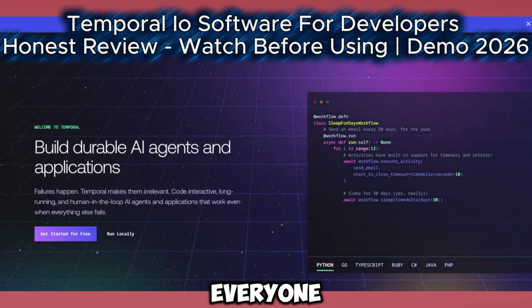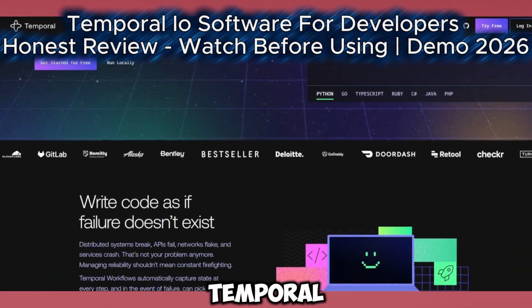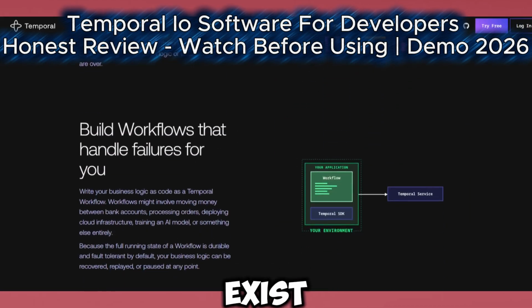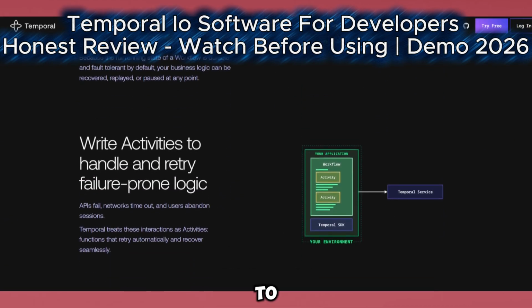Welcome back, everyone. In this demo, we're diving deep into Temporal.io software, a platform that claims to let you write code as if failures simply don't exist. We're going to put that bold promise to the test.